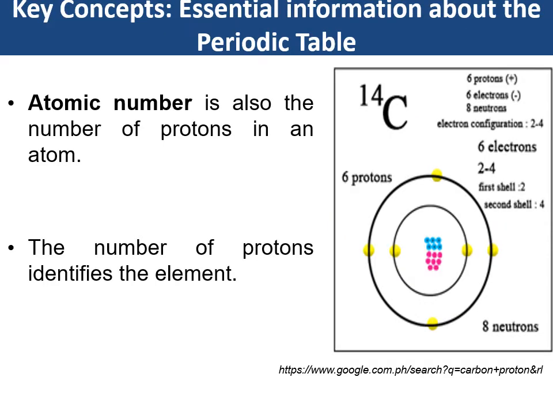Class, let us continue with atomic numbers. Ano nga ba ang ibig sabihin ng atomic numbers? It is the number of protons in an atom, and the number of protons identifies the element. For example natin dito in our diagram is carbon, number 14. So here, it shows the atomic number and the number of protons.